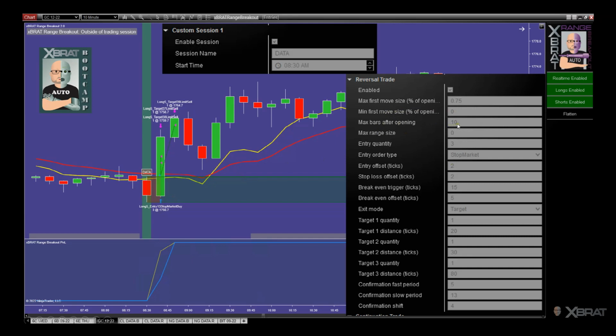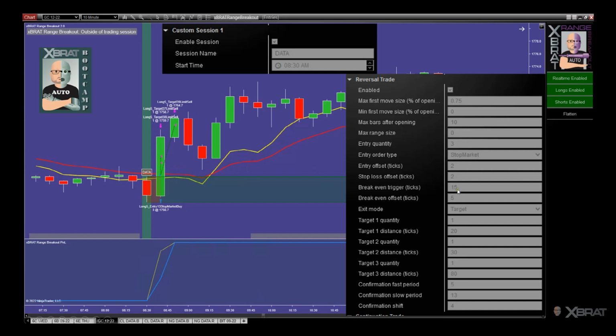Maximum bars after opening is 10. The maximum range is 0 for me, because when I'm doing these data reversals, it doesn't really matter what that range is, and to be honest, leading into data, it's usually pretty small anyway. So with this, we've got the entry quantity 3. The order type is a stop market. Entry offset is 2 ticks. So this entry here is 2 ticks above the high of that opening range candle.